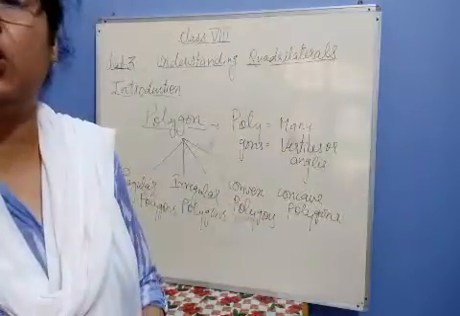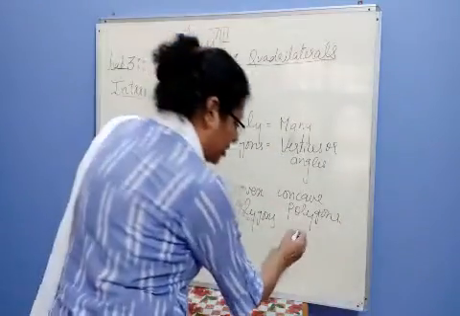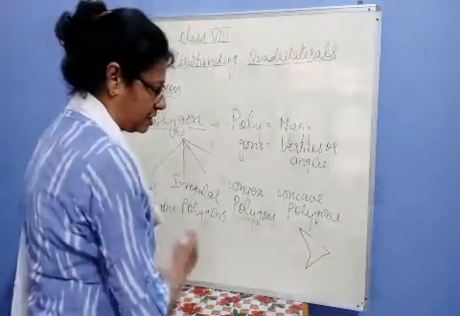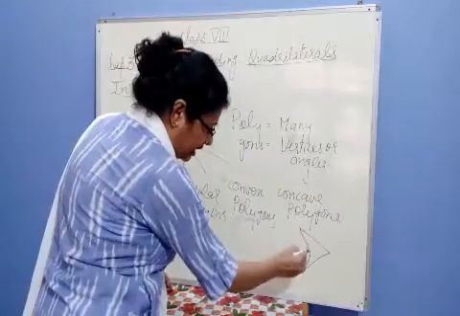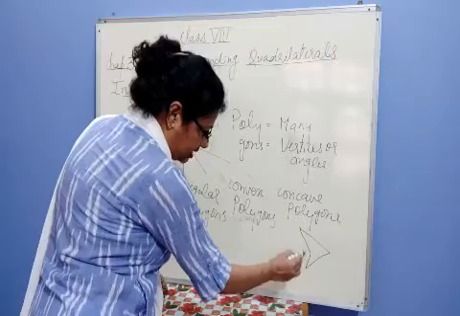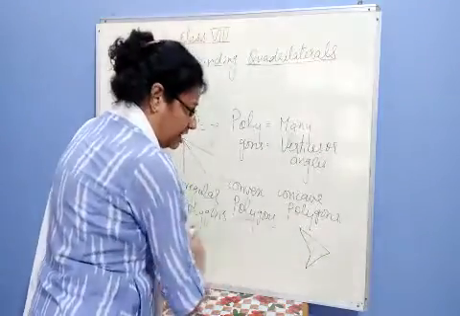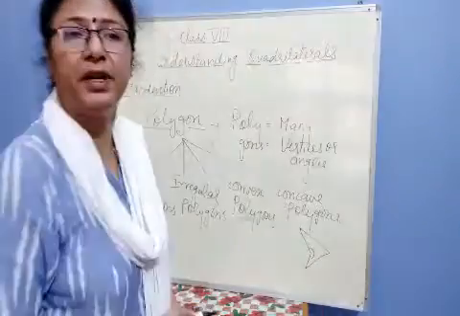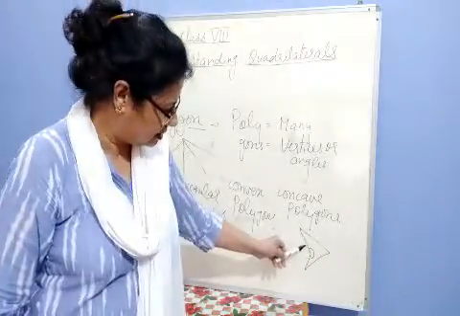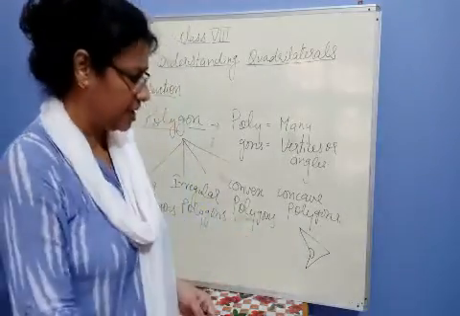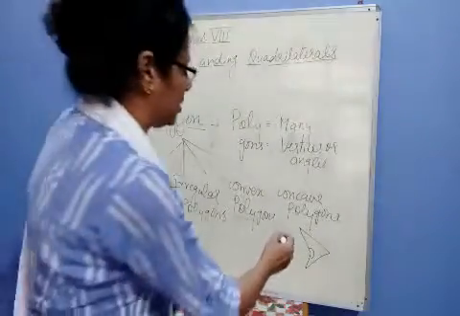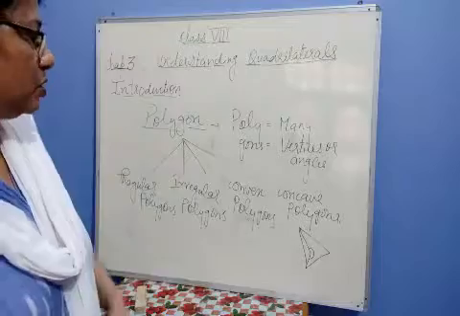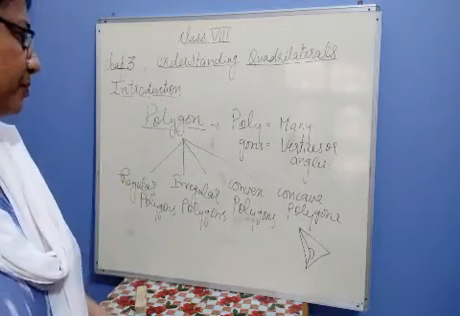Now the last is concave polygon. Children, its shape is like this. This is a concave polygon. Here we have a cave-like structure. You can see this is a cave-like structure. In a concave polygon, at least one angle should be greater than 180. You can see this angle is greater than 180, and at least one diagonal should be outside the figure. This is a diagonal which is outside the figure. So this is the concave polygon.